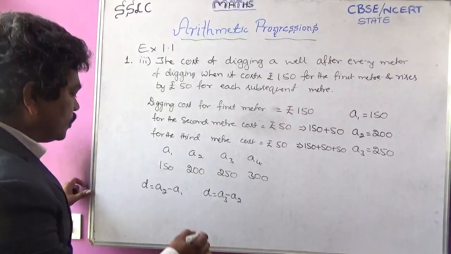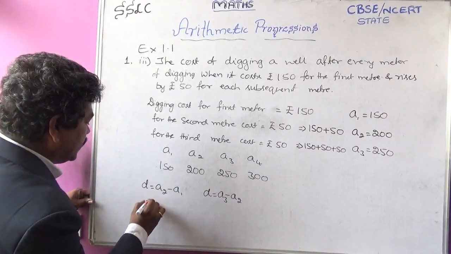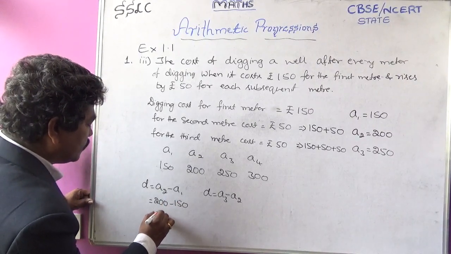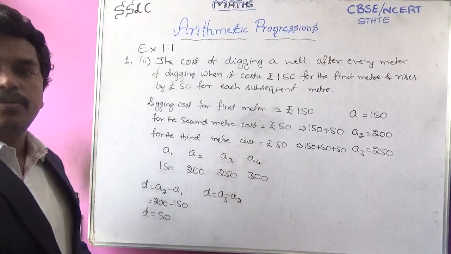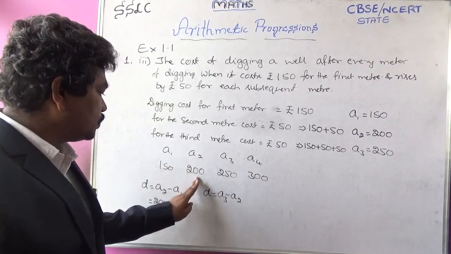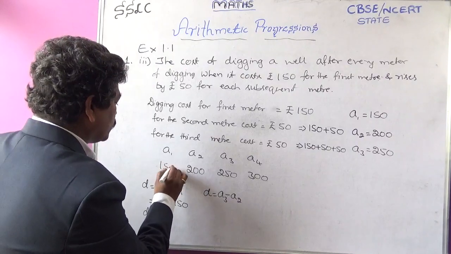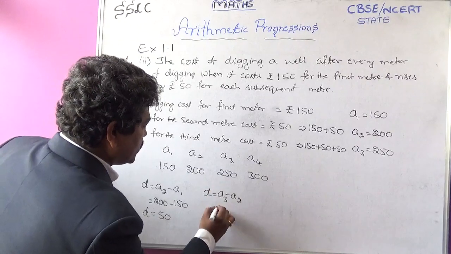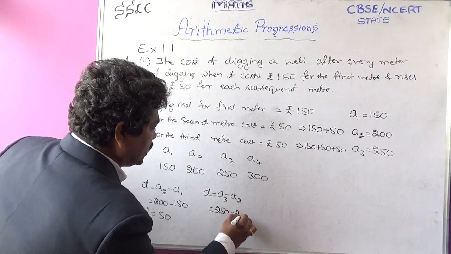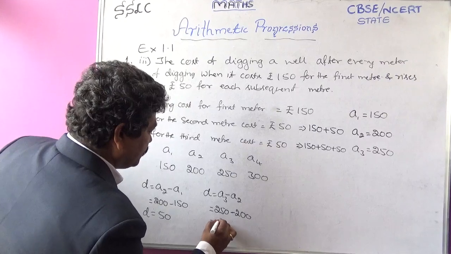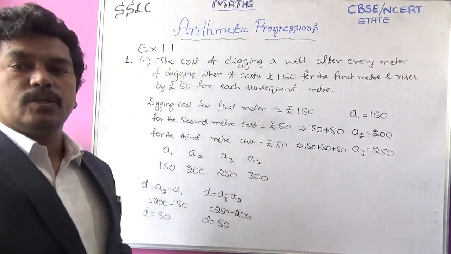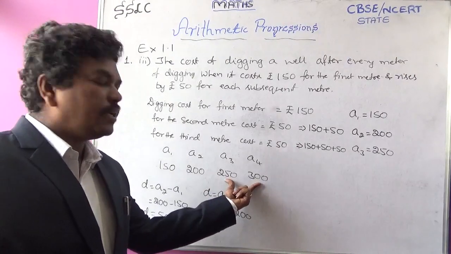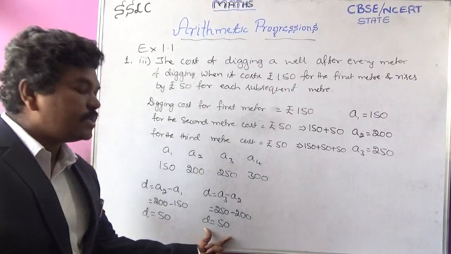So now we have to find out, what is A2? A2 is 200 minus A1 which is 150. So therefore it gives the common difference as 50. Here the difference between these two terms is rupees 50. Then we have to find the difference of these two, that is A3 minus A2, that gives you 250 minus 200. So you get how much? Rupees 50. So the difference between the two terms is 50. Here also the difference is 50. So the difference is constant.